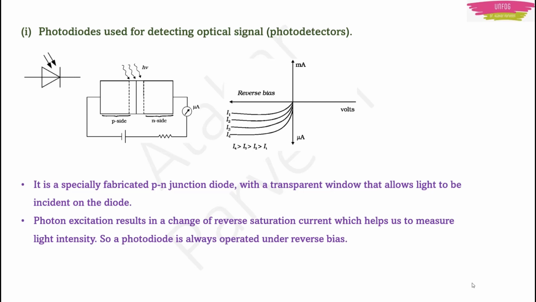Now, the photo excitation, or the light which falls on this depletion region, will result in a change of reverse saturation current, okay? That's the reason why we plot the IV characteristic for a photodiode in the reverse bias condition. Remember, in the forward bias condition, the current was in milliamperes, right? In reverse bias condition, it was in microamperes. Here, the photodiode gives us current in microamperes. So, a photodiode is always operated in reverse bias condition.